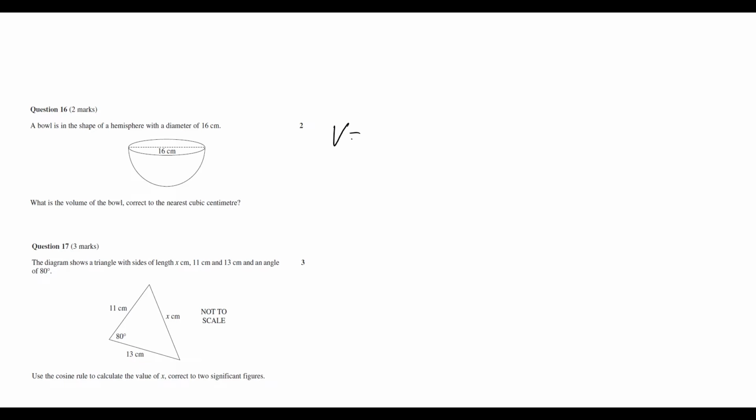Okay, so the volume of, let's say, a sphere normally is 4/3 pi r cubed. That's an r. So if it's going to be half of a sphere, so a hemisphere, all we do is we times that by a half. Okay, so noticing that they've given us a diameter of 16, that means our radius is equal to 8 centimeters. And if we start computing this, well, we get a volume that's going to be equal to 1,072 centimeters cubed, correct to the nearest cubic centimeter.